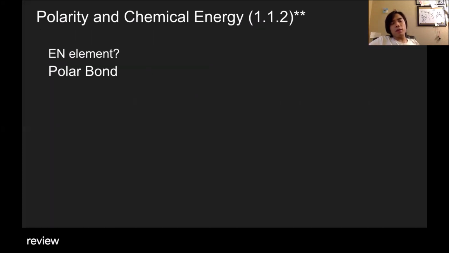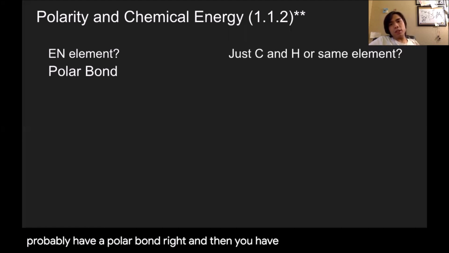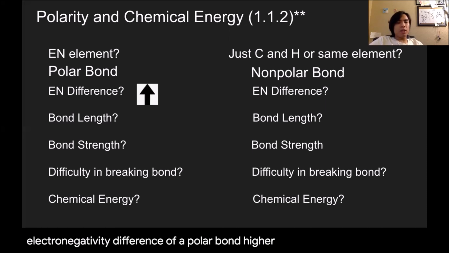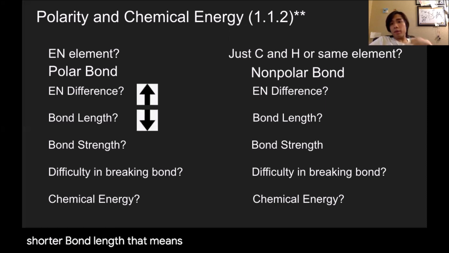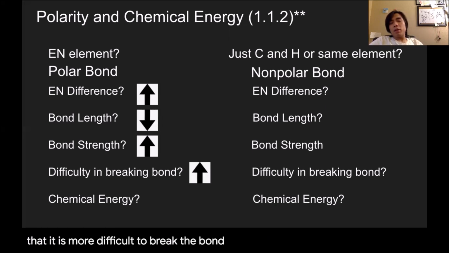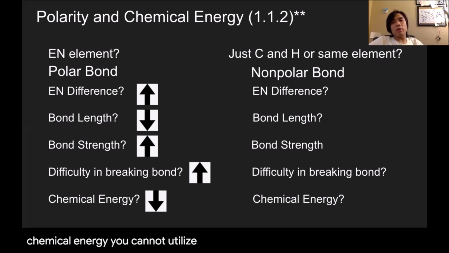Let's review. So you have an electronegative element, N or O or F. Probably have a polar bond, right? And then you have just C and H's are like the same element. You have a non-polar bond. The electronegativity difference of a polar bond is higher. That means you have a shorter bond length. That means that you have a stronger bond, which means that it is more difficult to break the bond, which means that you have a lower chemical energy. You cannot utilize the energy within as well, or as easily.